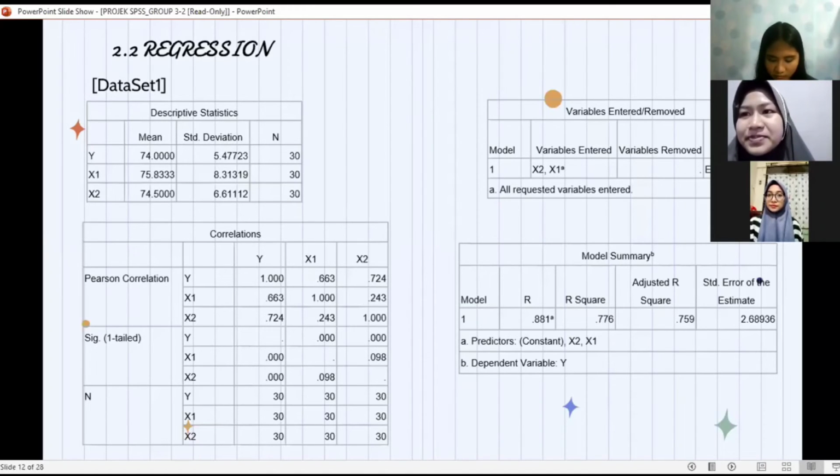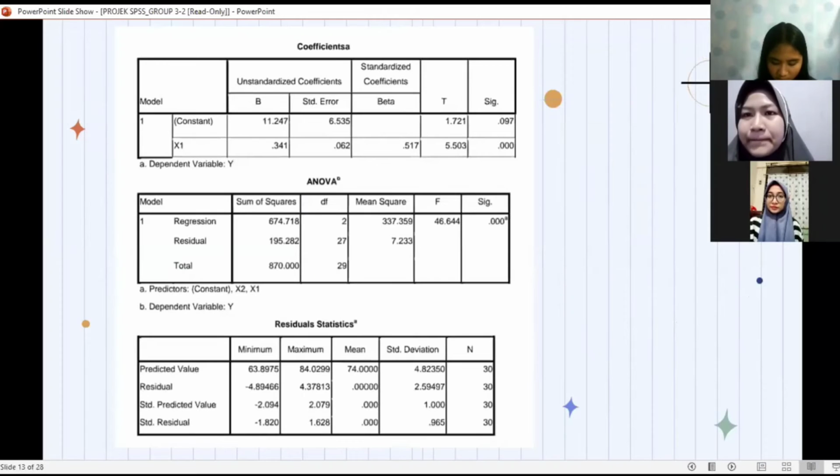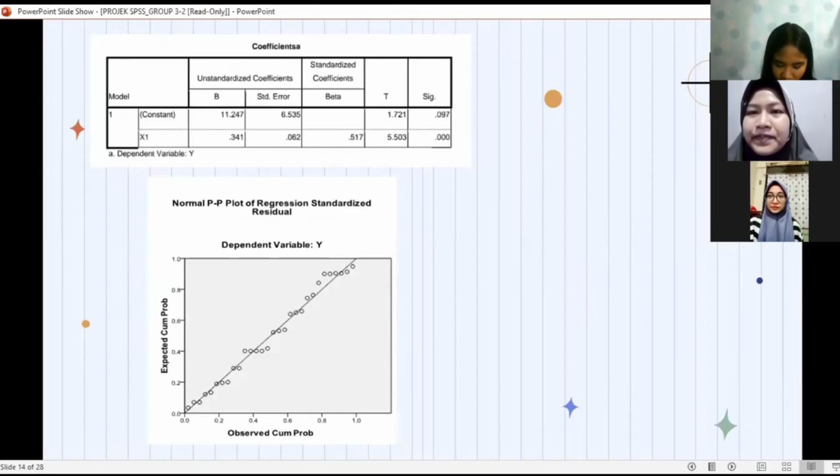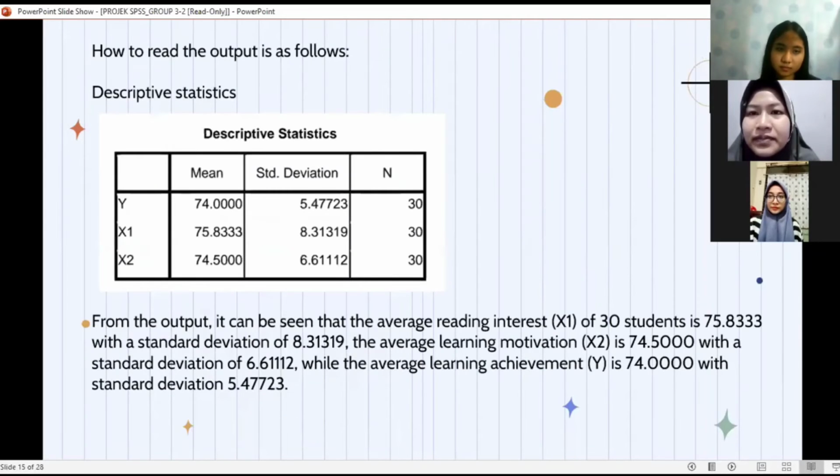Next. And this is the coefficient, ANOVA, and residual statistics that we got by doing the procedure before. This is the coefficients and the dependent variable. And this is the descriptive statistic.